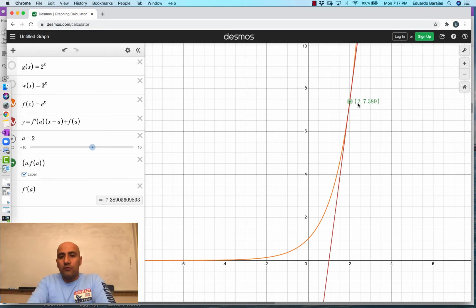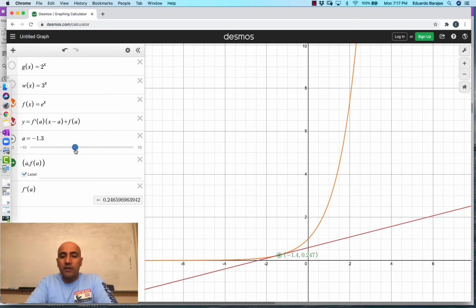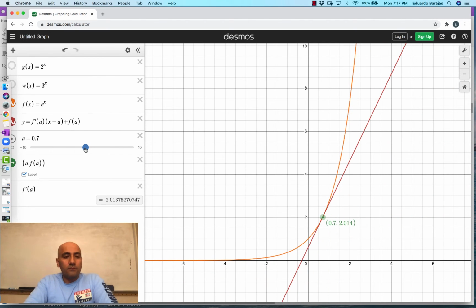When the input is 2, the output of our function is 7.389. That's this altitude here. And what's the slope of the line tangent at that point? It's going to be the exact same answer, 7.389. So this is a unique function where the output, the y value of our function, is exactly equal to the slope of the line tangent to the function at that point. That's what makes this number special. It's the only one that does that. Good. Let's look at some examples.